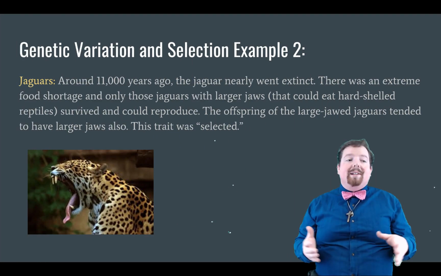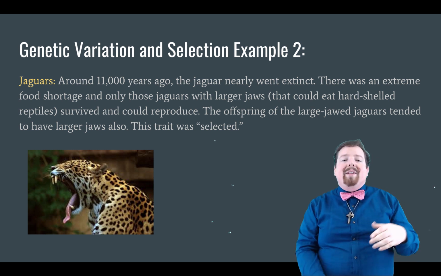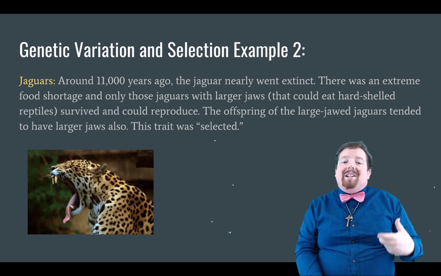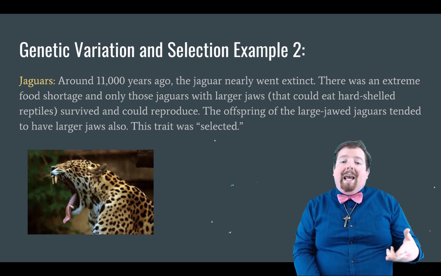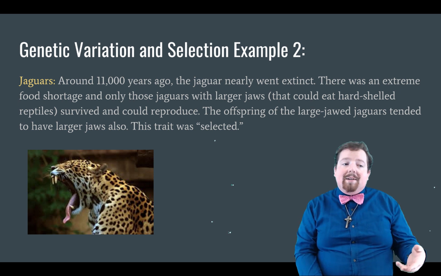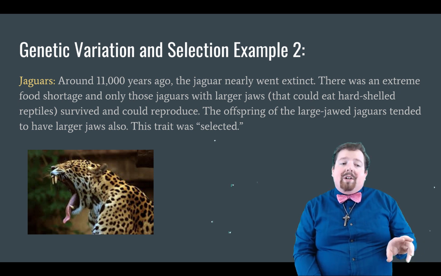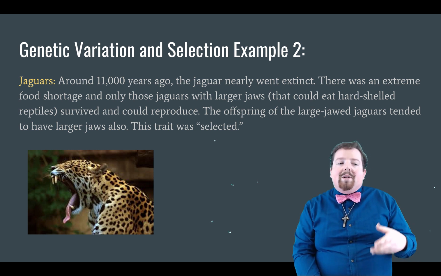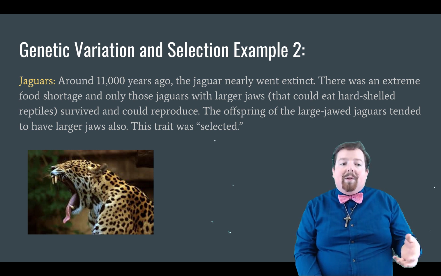Our second example is the great Jaguar. Around 11,000 years ago, the Jaguar nearly went extinct because there was an extreme shortage of food. In fact, the only food that they had available were hard-shelled reptiles. So due to genetic variation, some of those jaguars had larger jaws than others, and those larger jaws allowed them to break open the reptiles' shells and then eat the reptiles.